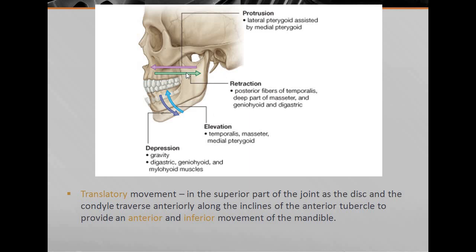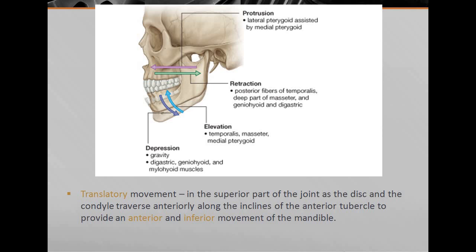If you try to move the lower jaw anteriorly, that movement is called protrusion. If you are bringing it back, it is called retraction. When the mandible is elevated, it is called elevation of mandible. If you are opening your mouth, then that movement is depression of mandible. So there are two primary movements that are possible in TMJ.